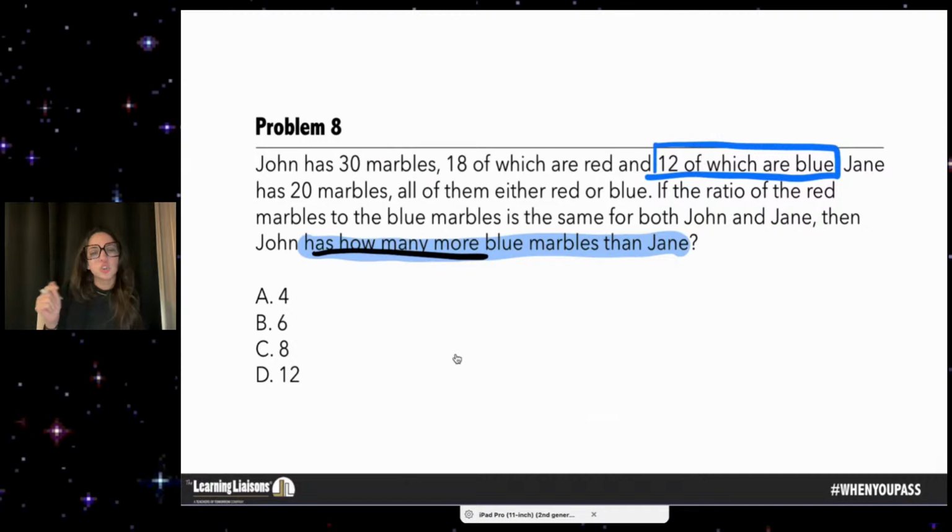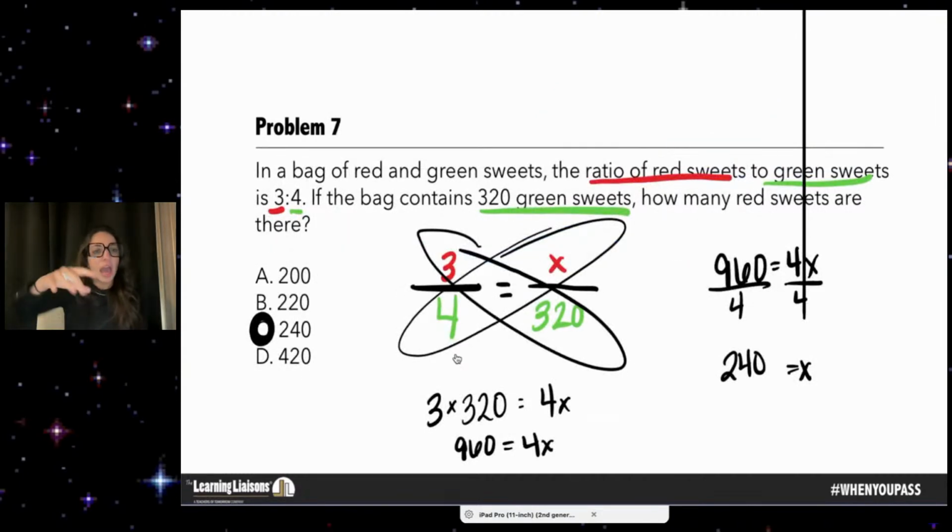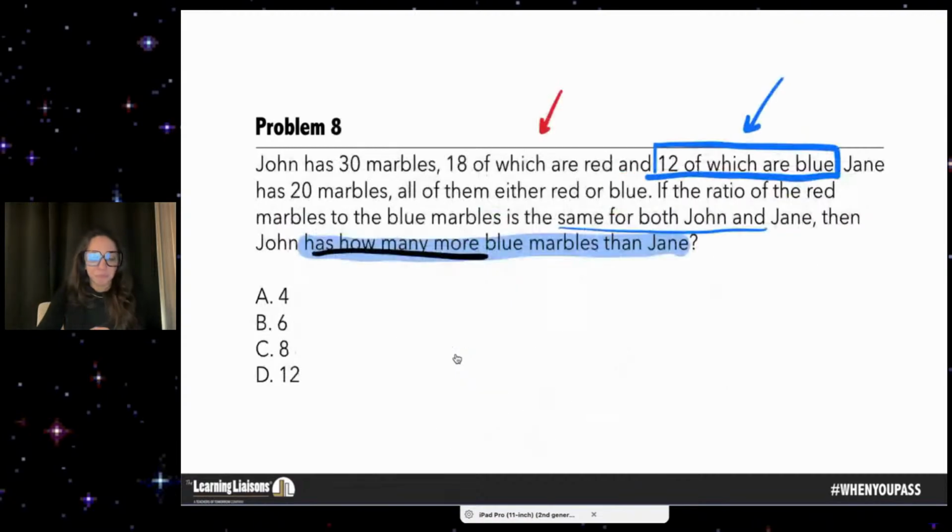But Jane has 20 marbles, all of them red or blue. We don't know how many red, how many blue. I do know that there's going to be more red than blue because the ratio is the same for both John and Jane. I don't know how many red or blue Jane has, but I do have the total. This right here is where I was talking about how we're going to have to set it up differently.